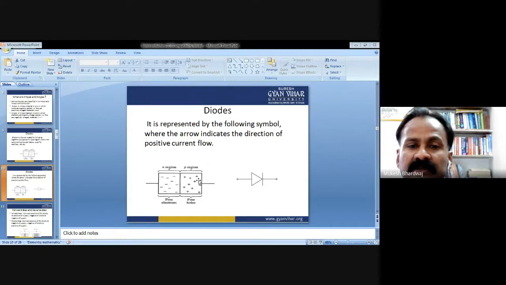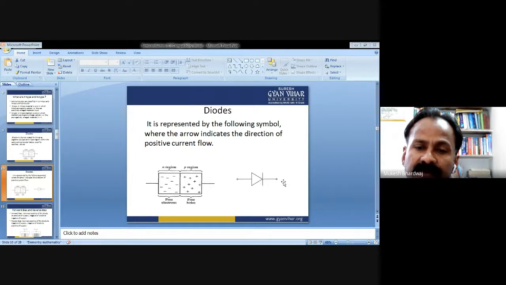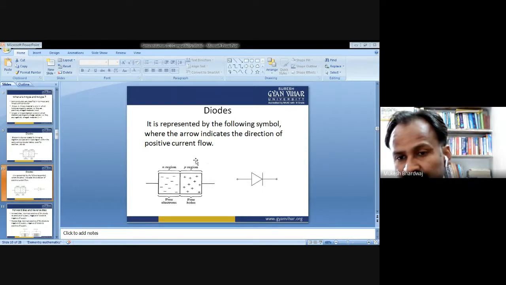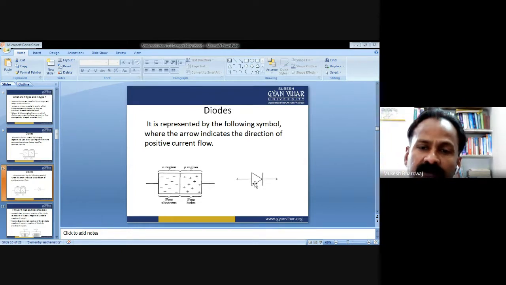This is the symbolic representation of the diode. A triangle, with a line drawn in front of the point, and two terminals are shown. Instead of using the earlier diagram, we are going to represent it in this symbolic form, and this symbol is used worldwide for representing the diode. The arrow indicates the direction of positive current flow, where the pointed end shows the direction of positive current flow.